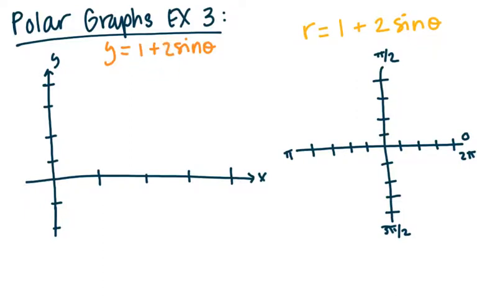So if we think about the parent graph of sine, it starts here. Let me go ahead and label these before I forget. And then it goes up 1, 0, down 1, 0. All right, and then we're going to stretch it to 2.